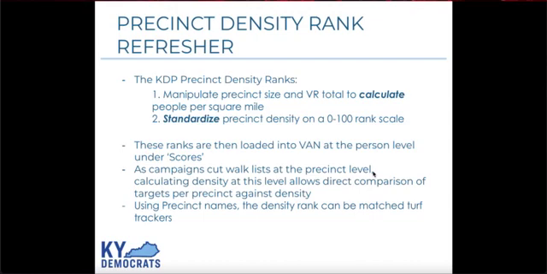So with this, as you cut your walk lists at the precinct level, or other lists like your phone lists, you're going to be able to calculate density. Calculating density at this level is going to give you a direct comparison of targets per precinct. And by bringing over precinct names, we're going to be able to match the density rank within the turf tracker. That way you're not having to copy and paste or anything. You're able to use some very simple Excel functions.